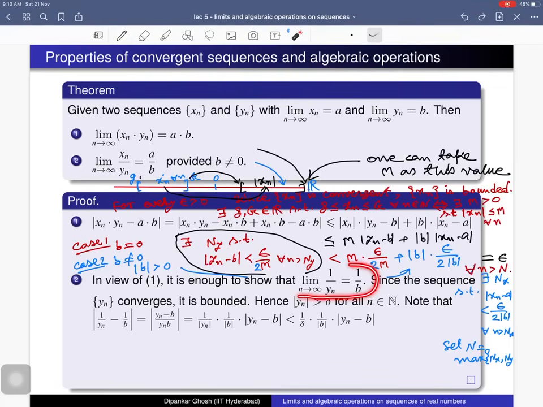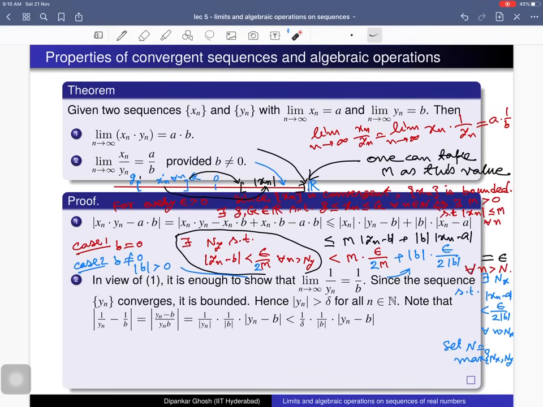If we prove this, then using statement 1, the limit as n tends to infinity of xn by yn, we can write in this way as the limit of xn times 1 by yn. Then we can use statement 1: the limit of xn is a, and if we prove that the limit of 1 by yn is 1 by b, then the limit of this product is a times 1 by b, and all together it will be a by b.